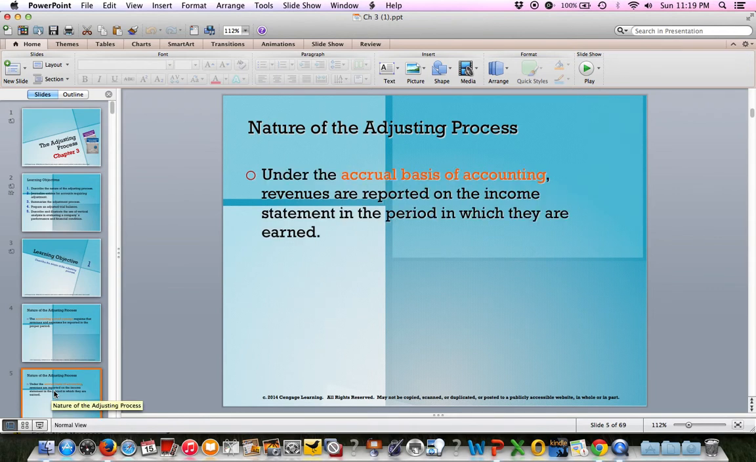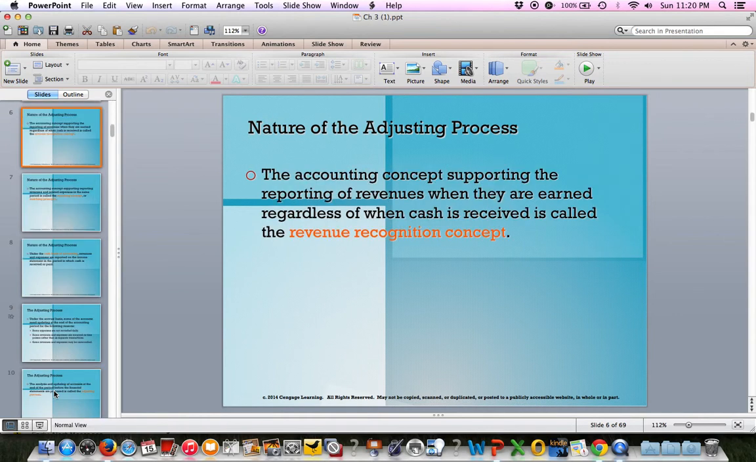The nature of the process of adjusting, it says that we use the accrual basis of accounting, that revenues are reported on the income statement in the period in which they are earned. So we focus on the earnings process, which basically means I'm a business, I delivered a good or a service to a customer who wanted me to deliver that good or service to him or her, and once that's done, typically I have completed the revenue process, even if I haven't been paid yet. So we focus on when the revenue was earned over when cash was received.